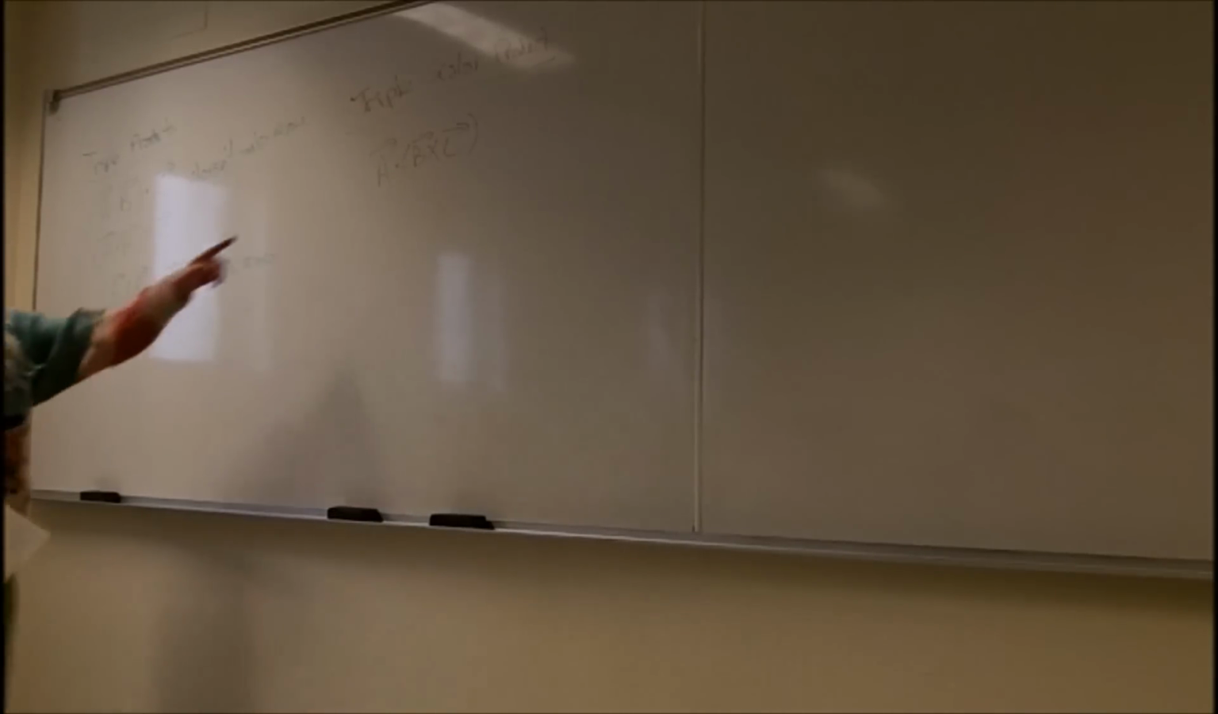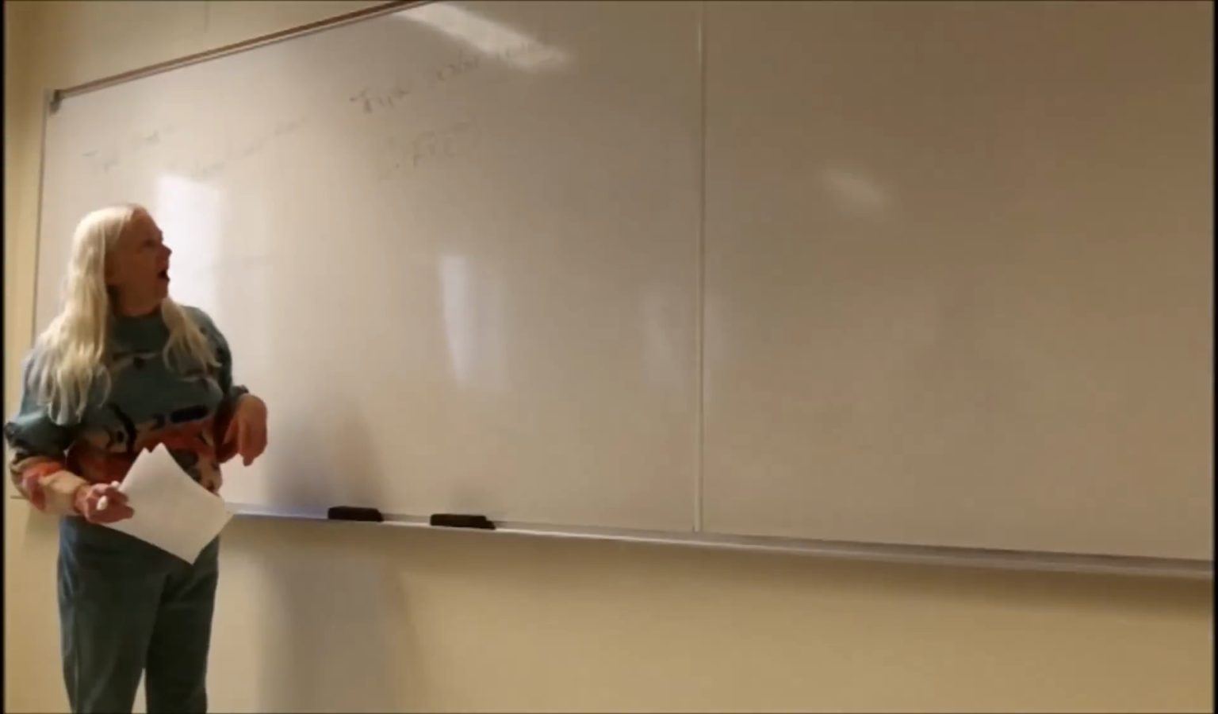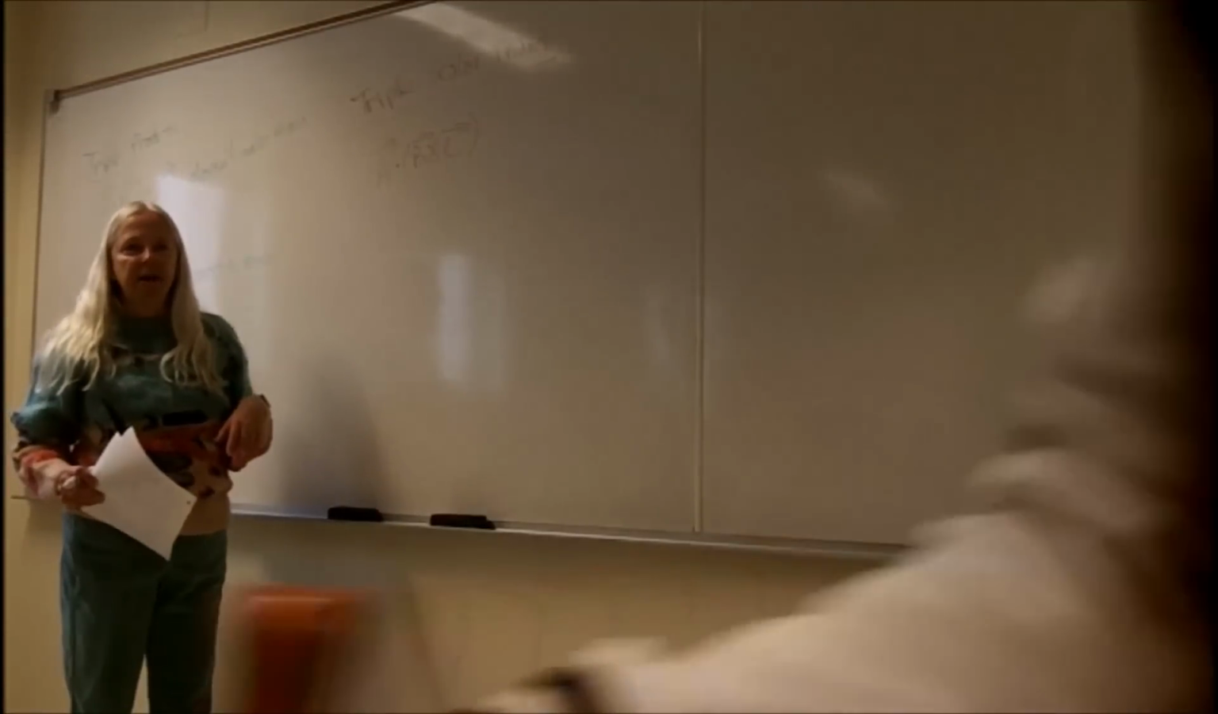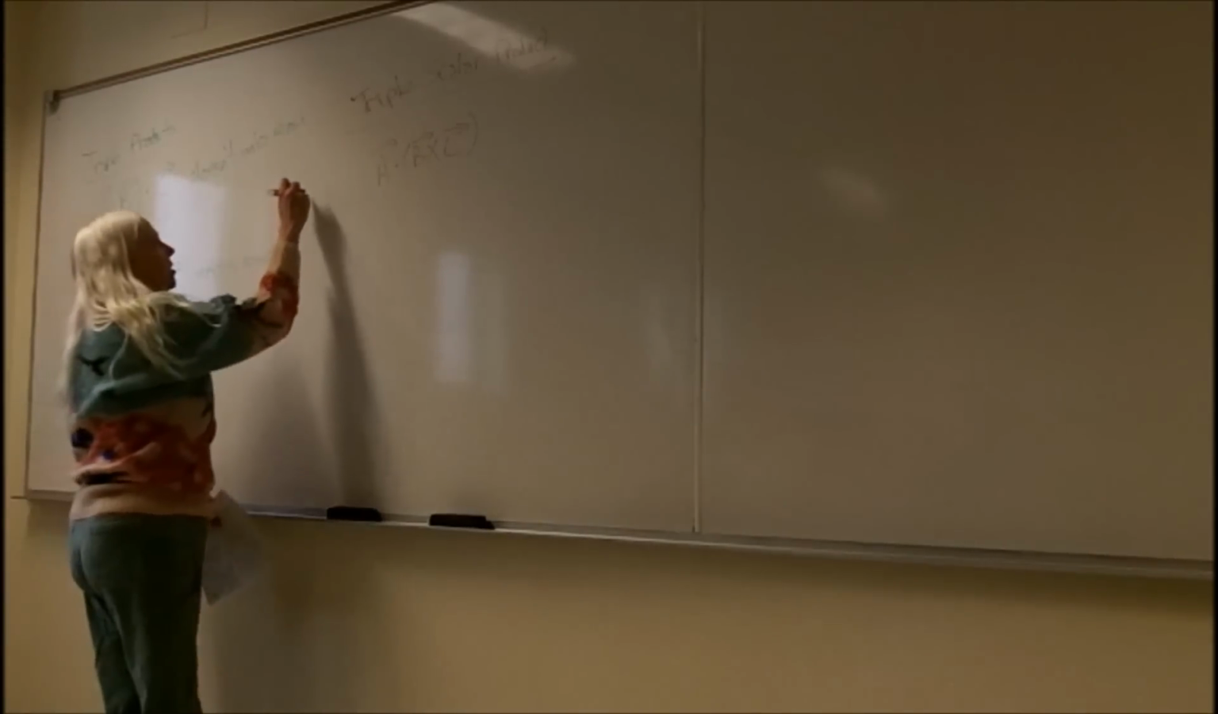Remember that a dot product is commutative. So I could write this quantity here as either A dot quantity B cross C or B cross C quantity dotted into A. Right? The dot product can be either order. Remember the cross product, however, cannot.